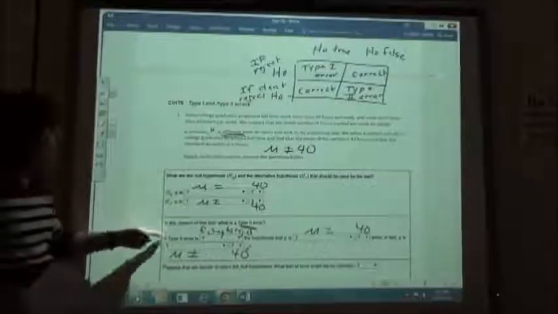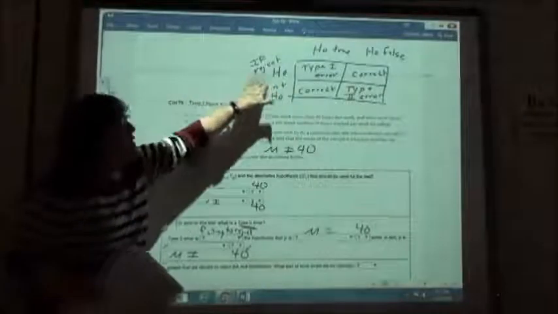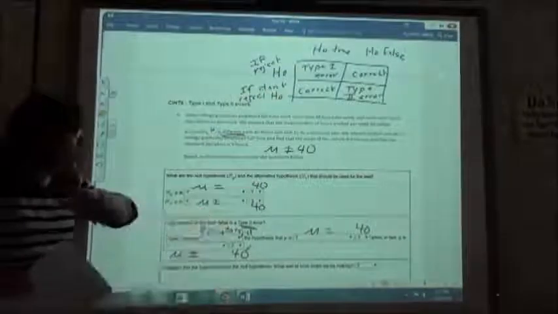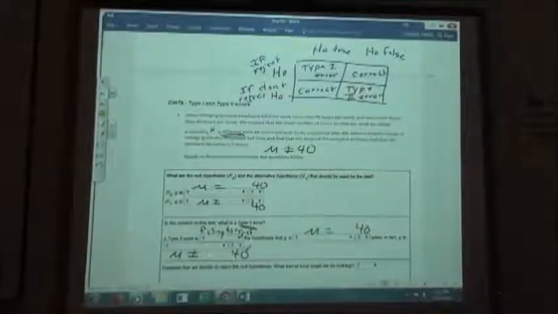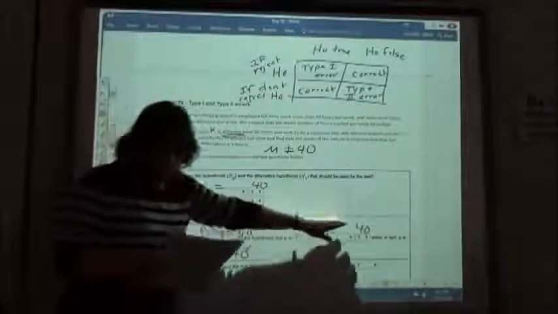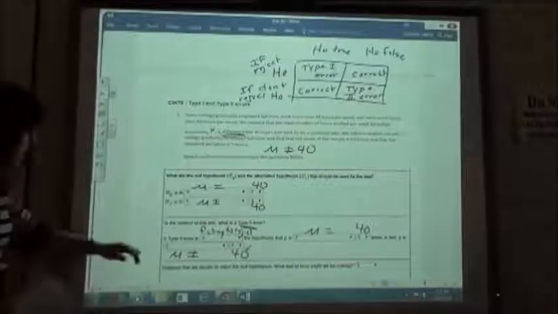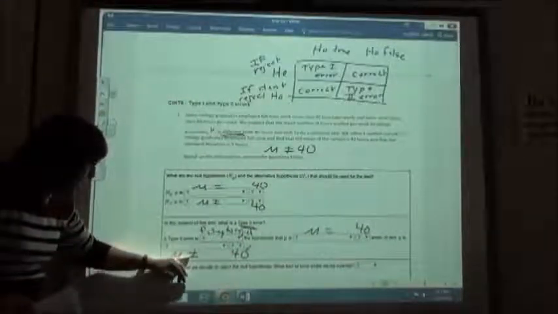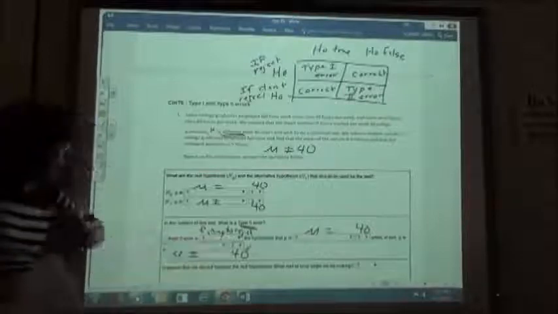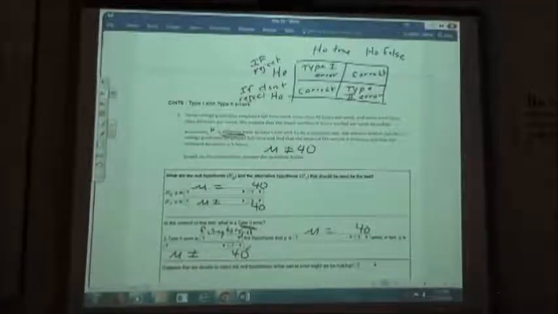So if it's a type 2 error, we don't reject the null. So we're going to say we failed to reject it. The null was when it was equal to 40, when in fact, it really did not equal 40.